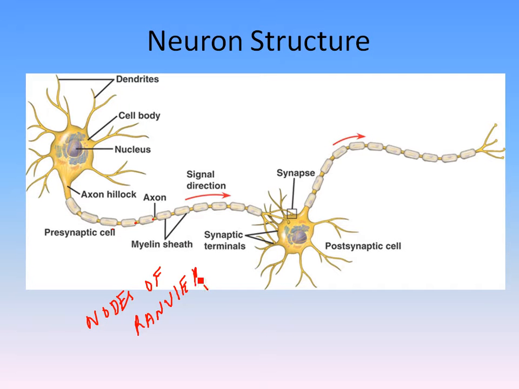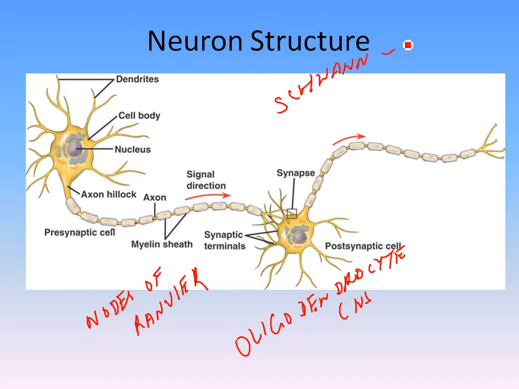The sheath is formed by oligodendrocytes in the central nervous system. So once again, this myelin sheath is formed by the Schwann cell in the peripheral nervous system and oligodendrocyte in the central nervous system. No matter whichever cell forms it, the main purpose of the myelin sheath is to increase the speed at which the message or the impulse is transmitted down the axon.